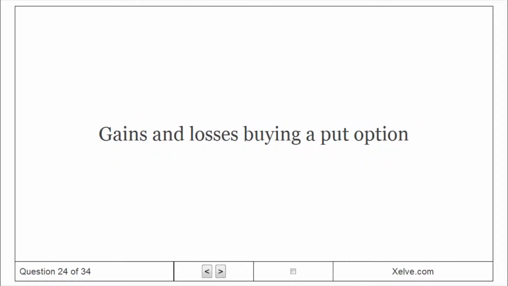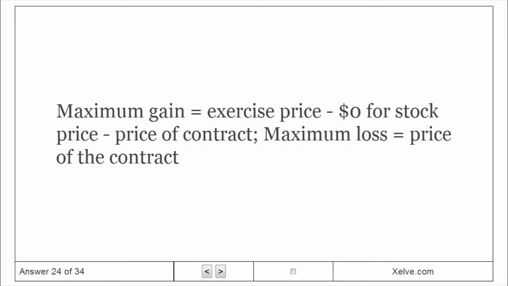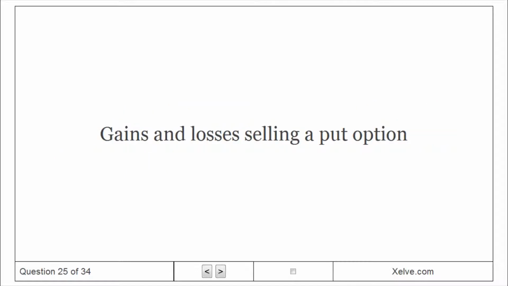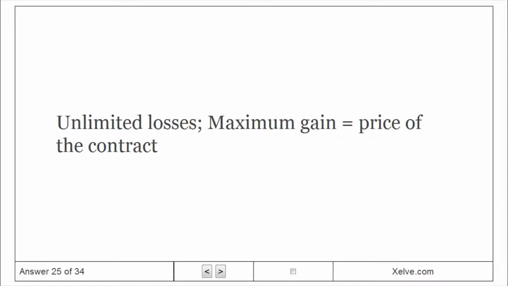Gains and losses buying a put option. Maximum gain equals exercise price minus $0 for stock price of contract. Maximum loss equals price of the contract. Gains and losses selling a put option. Unlimited losses, maximum gain equals price of the contract.